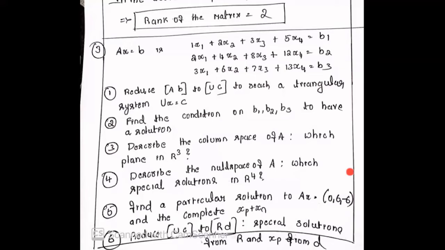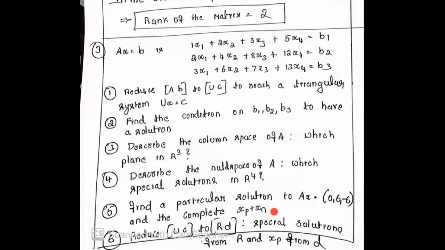That means the values of b1, b2, b3 are 0, 6 and minus 6. They are giving a specific case for b1, b2, b3, and you have to solve for it. You have to find out the particular solution as well as the complete solution. The complete solution is xp plus xn. Xn you got from the null space, xp you have to find out.